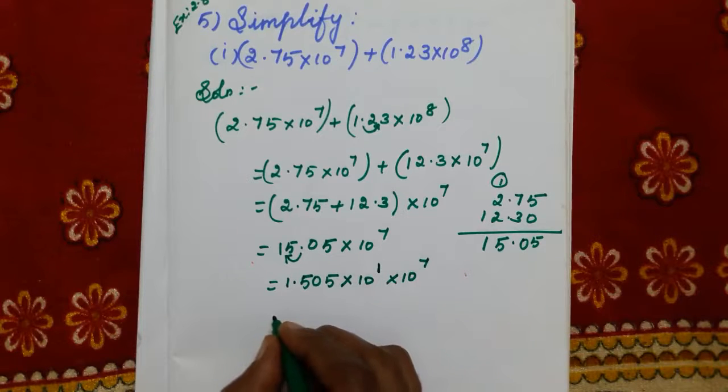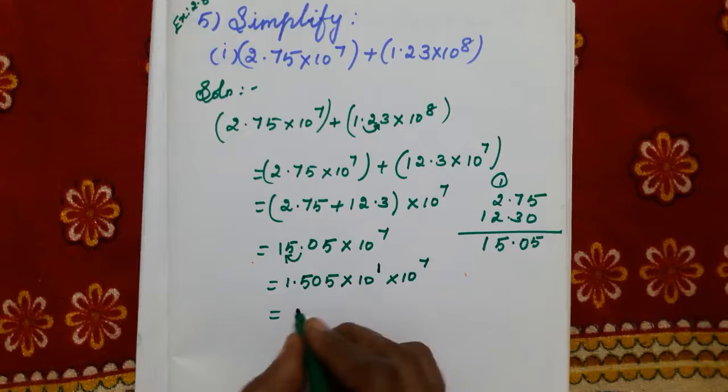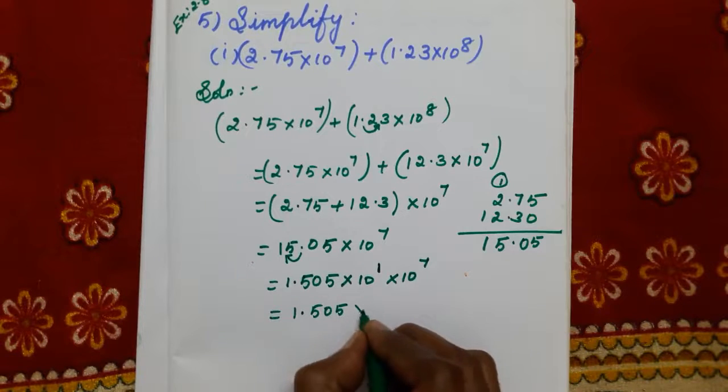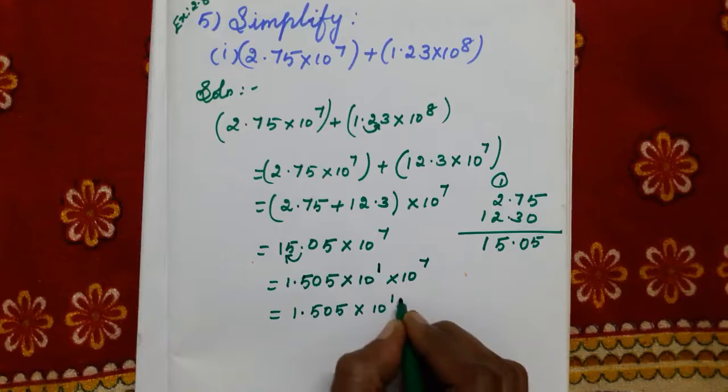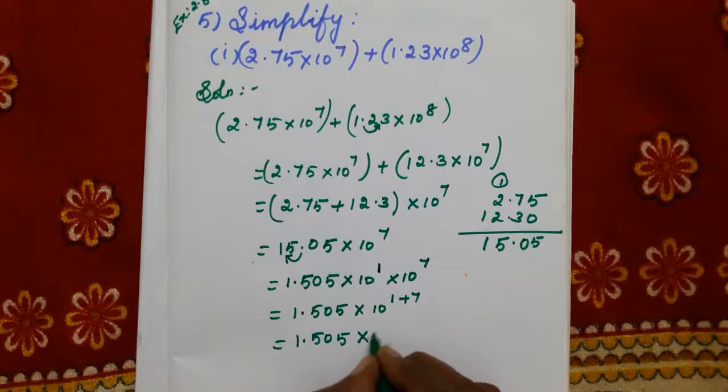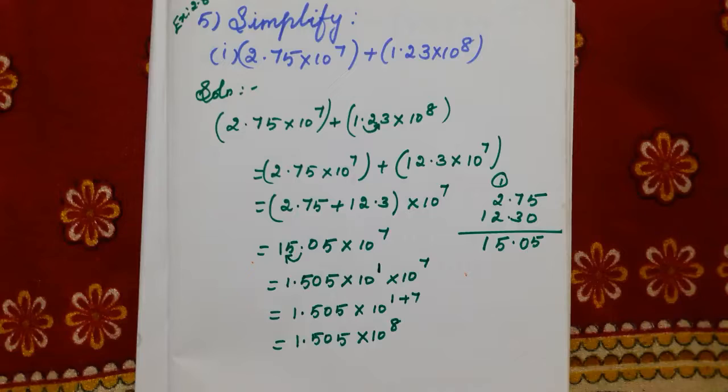So it's equal to 1.505 into 10 power 1 plus 7, which is equal to 1.505 into 10 power 8. That is the answer. Have you all understood this?